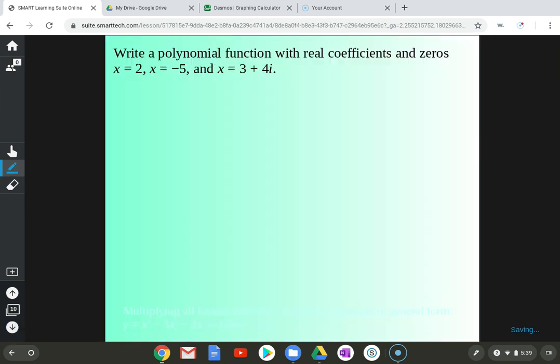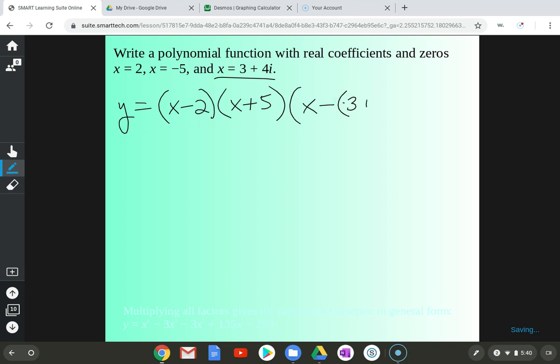All right, last two examples, and then we're done for the day. Write a polynomial function with real coefficients and these zeros. So traditionally, we would write this zero, we'd write the factor x minus 2, and for this zero, we'd write the factor x plus 5. But now we've got this lovely, beautiful complex zero, which we're going to write as x minus (3 plus 4i).